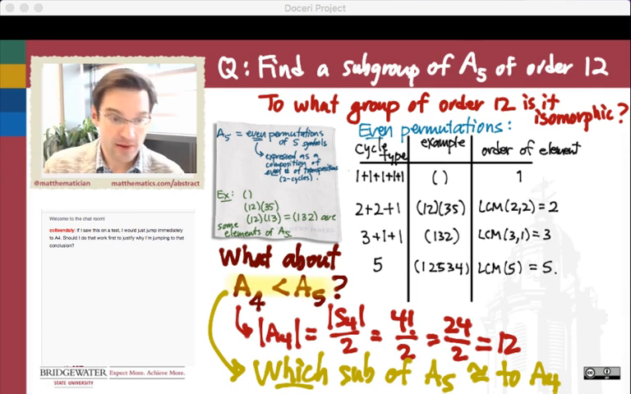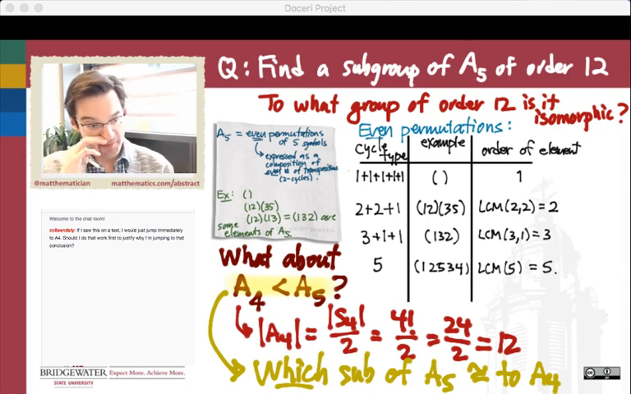All right, welcome back. So when we left off, we were talking about finding a subgroup of A5 that has order 12. And up until this point, we've been able to list the orders of all elements in A5. We know now that every element of A5 is going to have order 1, 2, 3, or 5. And the question in the stream is, well, what about A4 as a subgroup of A5?